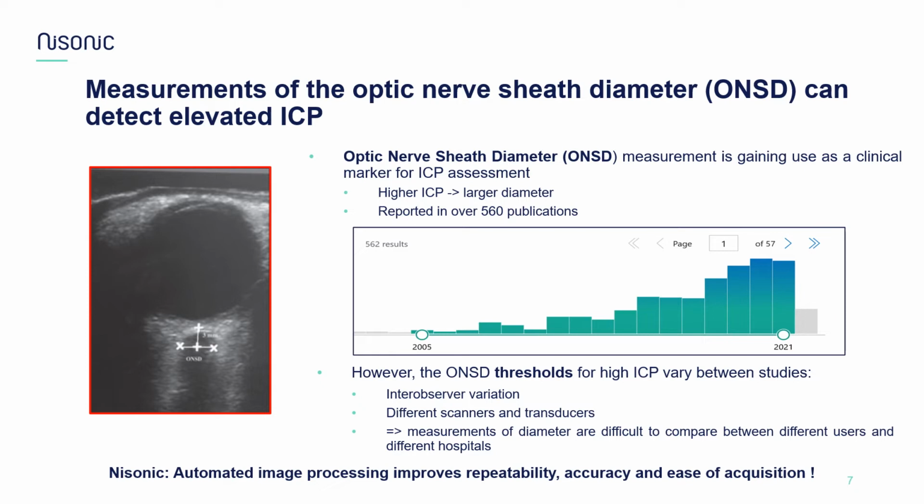The Nisonic P100 ultrasound machine has a transducer designed specifically for ultrasound imaging of the optic nerve sheath and is using machine learning-based image processing to ensure repeatable and user-independent measurements of the ONSD.